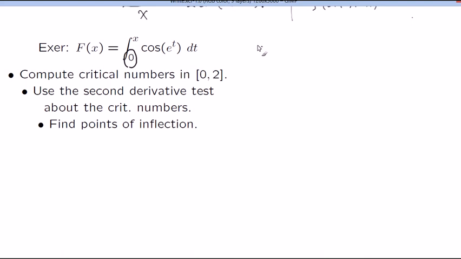But that was exercise number 2. Is that right? We're doing this the second time. So why don't we calculate f prime of x first? All right? Do not integrate cosine of e to the t. But you can still calculate f prime of x.